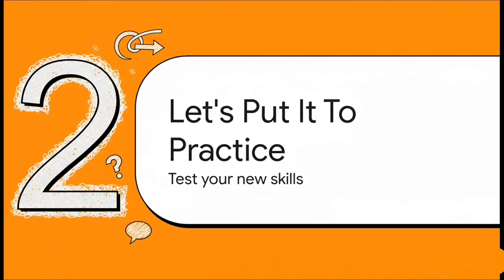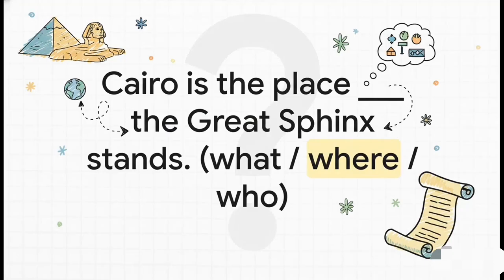Okay, enough with the theory. The absolute best way to get good at grammar is to actually use it. So it's time to put these new skills to the test. Let's do a few practice runs. All right, let's try this first one. Cairo is the place blank the Great Sphinx stands. Should you use what, where, or who? Just remember what we're talking about here.